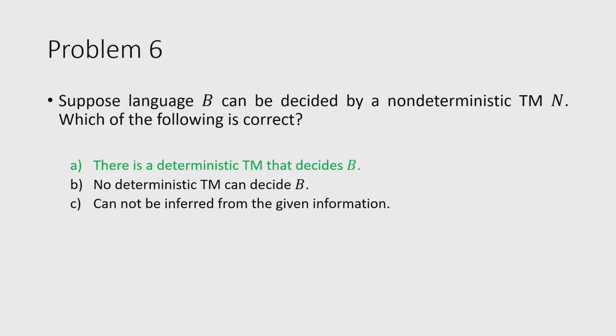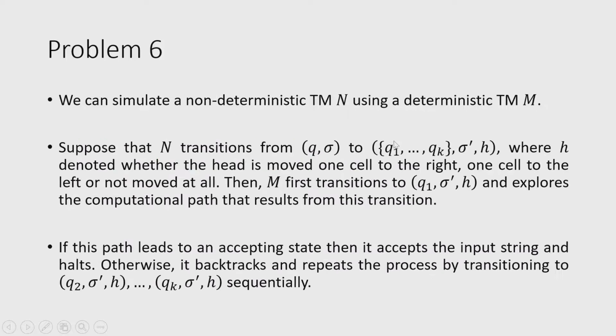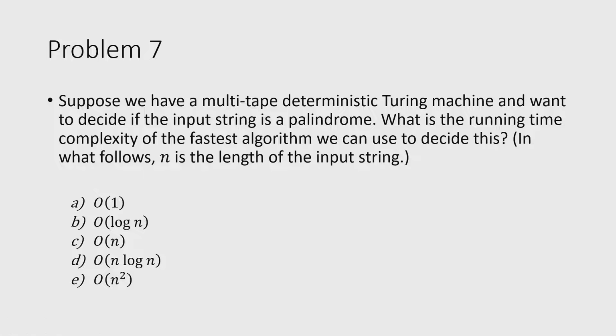So we have constructed a deterministic Turing machine that also decides B, and so there exists a deterministic Turing machine that decides B, and this is the answer. So now let's move on to the seventh problem.